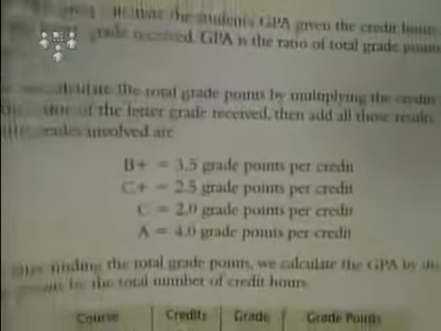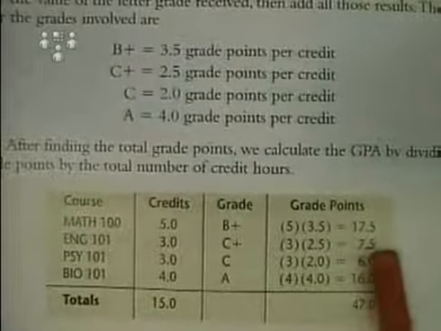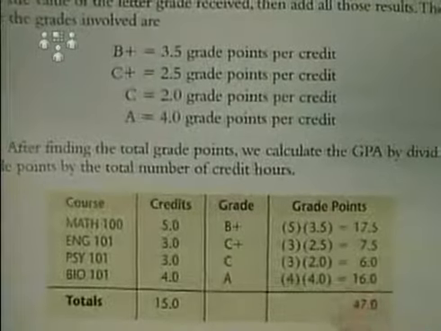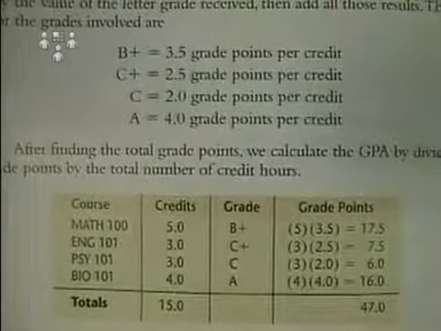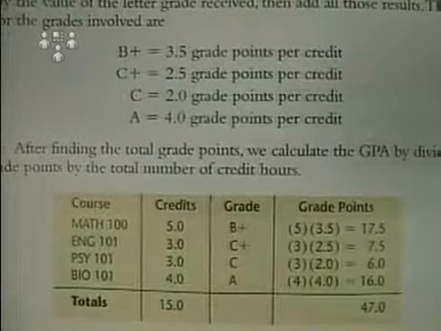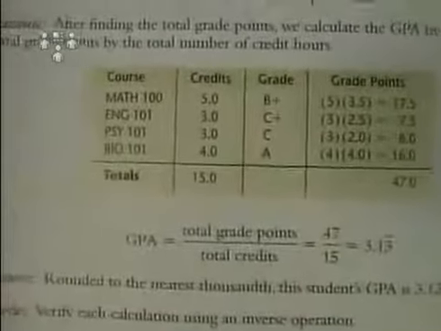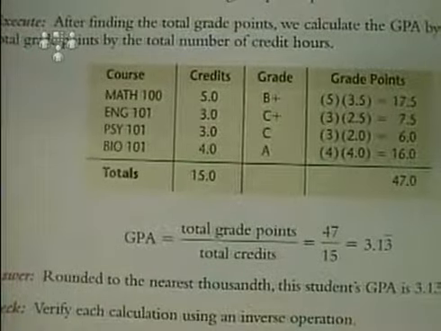So down here, you see the assignments, and here are the numbers I was just referencing. Your 17.5, your 7.5, your 6, and your 16. So you have a total of 47 grade points with 15 units, 15 credits, if you will. And that gives you a 3.3, which is just under a B+. So you are at a solid B average.